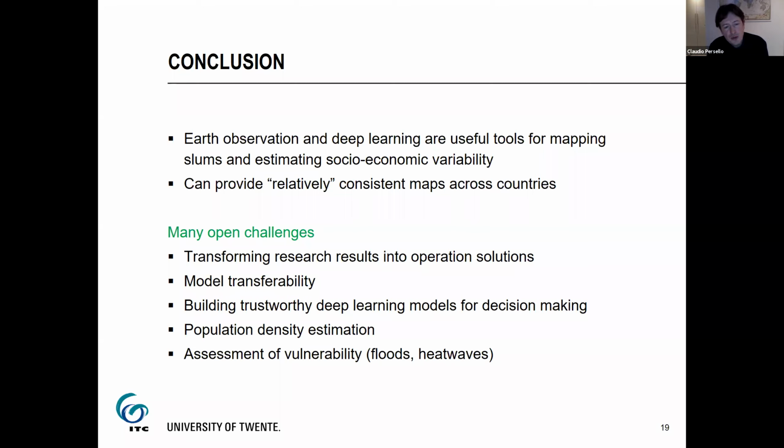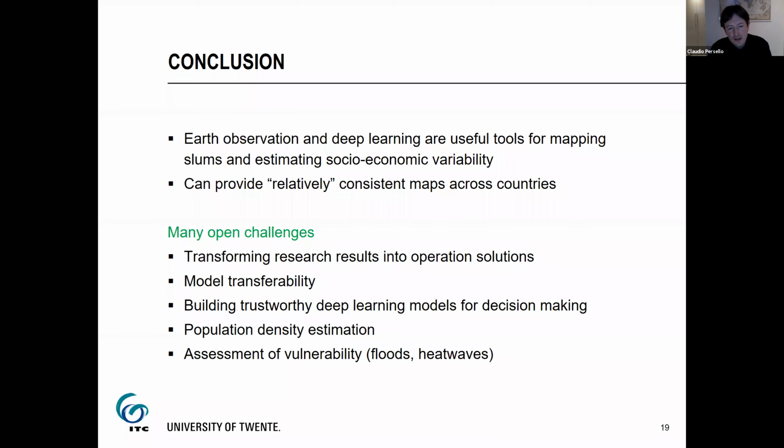First of all, what I've presented are several research activities carried out in different cities, different parts of the world. But of course, it would take major efforts to transform these research results into operational solutions put in place by governments and organizations that can take advantage of this information for decision making and for planning interventions and so on. On the more technical side, I think there are several issues.